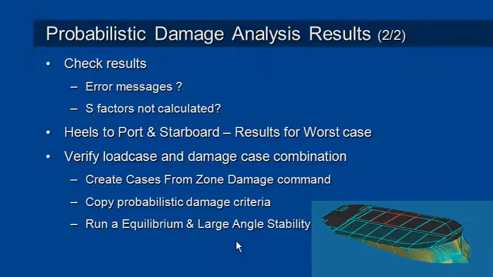Also, if you want to cross-check from your probabilistic results back to conventional large angle stability analysis, you can use the create cases from zone damage command. And what that will do is essentially copy the damage cases that have been created from the zone damage and copy them back to be normal damage cases. You can then run a conventional large angle stability or equilibrium analysis to see the results of that damage using a conventional stability analysis.